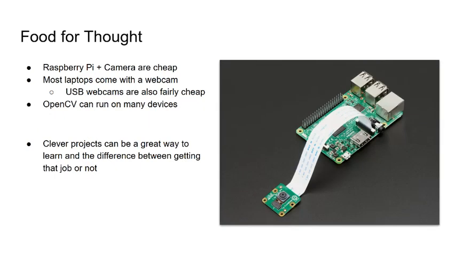Also, some food for thought here. You can get into this really cheap because pretty much everyone here has a webcam on their laptop, and that's pretty much all you need. You also can buy a Raspberry Pi and camera, 8 gigahertz, for probably about $80 right now, and you should support it. It's cool. And it will run OpenCV, just like your laptop.